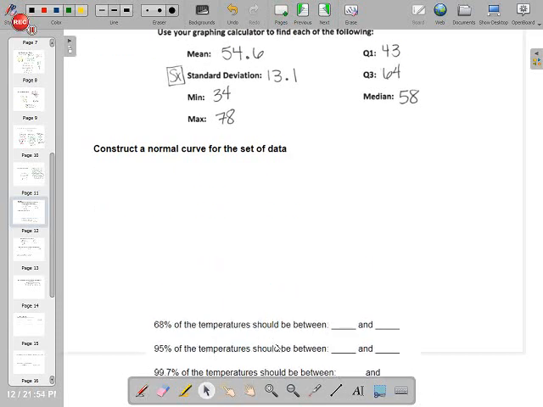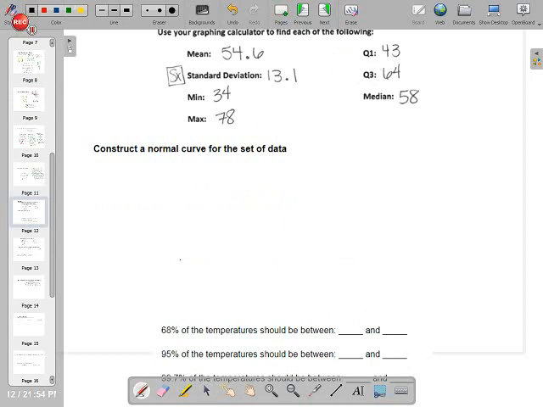So when it says construct a normal curve, drawing a normal curve always is the same. Let's see, oh, I did a good job until the end. I choked. One more try. Alright, that's probably as good as it's going to get. So, hey, look at that.